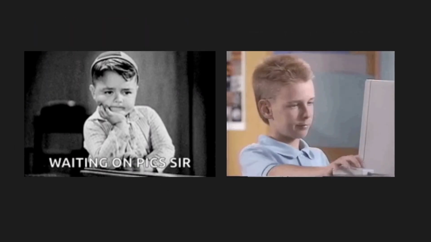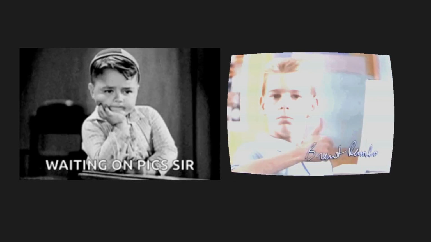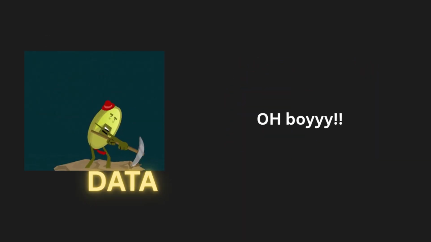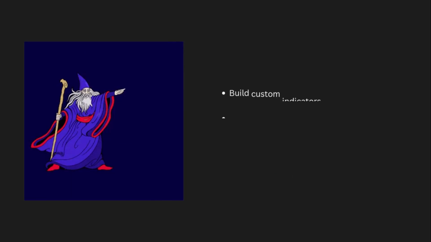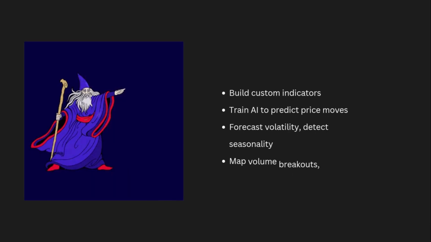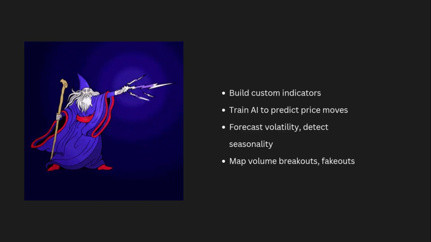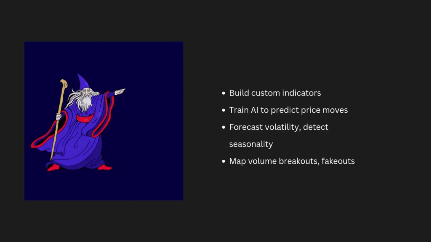Think of it like trying to get old photos from your ex. It takes patience, the right approach, and yes, there are rate limits. But once you get that historical data, oh boy, it's like opening a treasure chest. You can go full wizard mode, build custom indicators, train AI to predict price moves, forecast volatility, detect seasonality, map volume breakouts, fakeouts, and all kinds of sorcery.